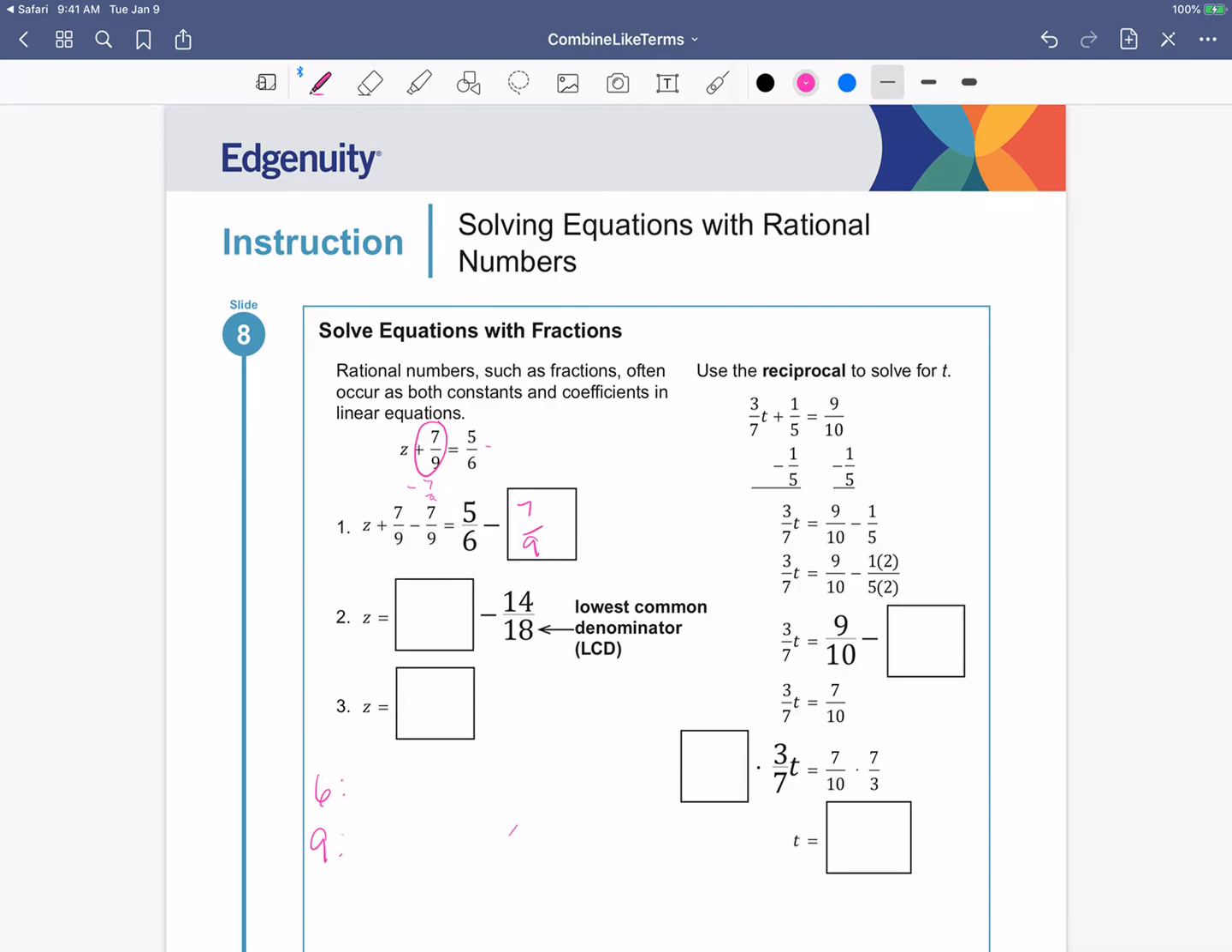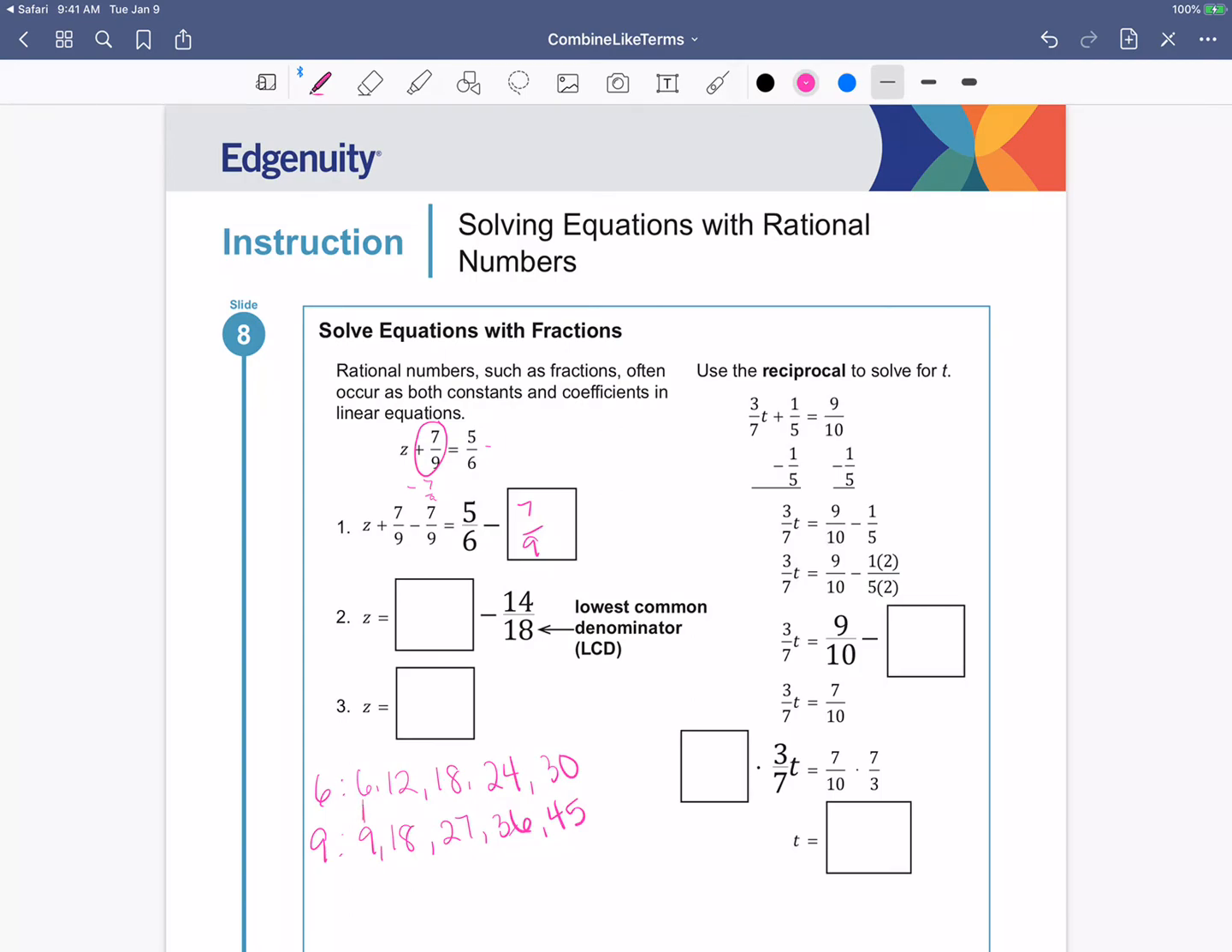right? So I'm going to do 6 times 1 is 6, 6 times 2 is 12, times 3 is 18, times 4, 24, times 5, 30. And we'll leave it there for now. Now I have 9 times 1 is 9, 9 times 2 is 18, 9 times 3 is 27, 9 times 4 is 36, 9 times 5 is 45. So I can compare.